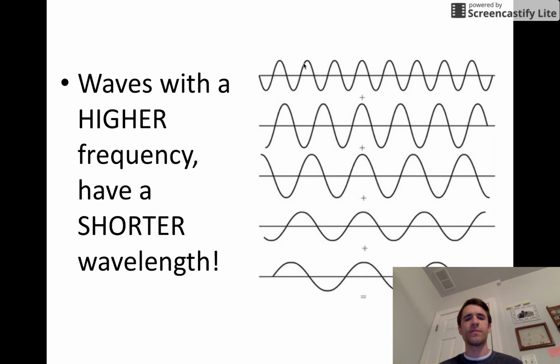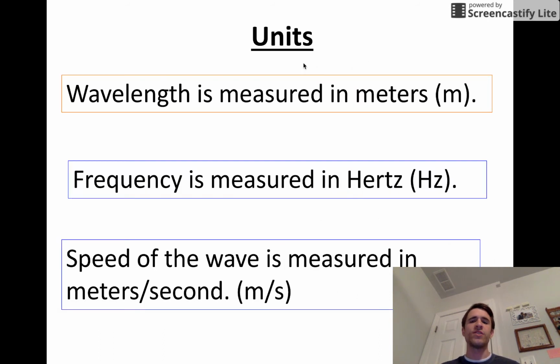Write that in your notes. Okay, so next thing we're going to do is it's the first time we're really using a formula in this class. We're going to start looking at wave calculations. So we're going to learn how to calculate the wavelength, the frequency, or the speed of a wave.